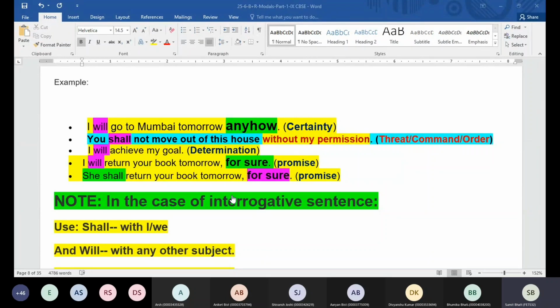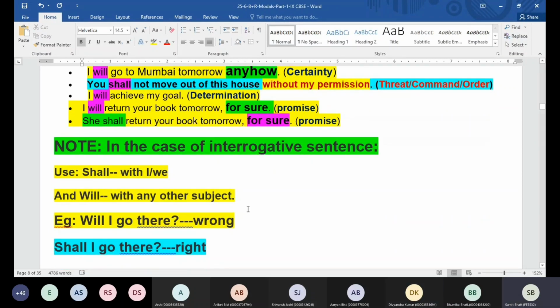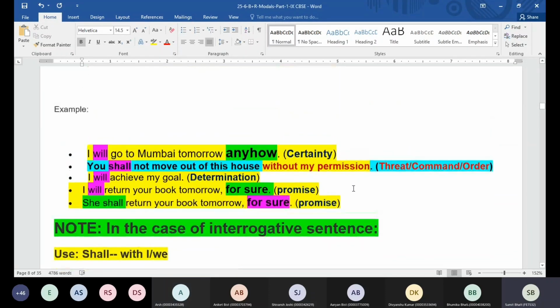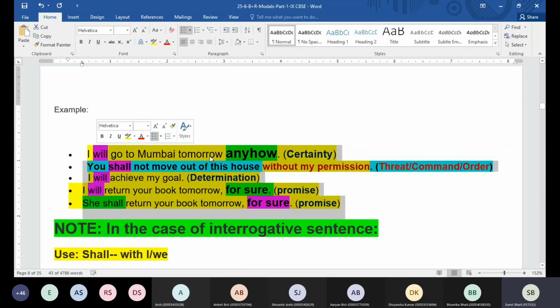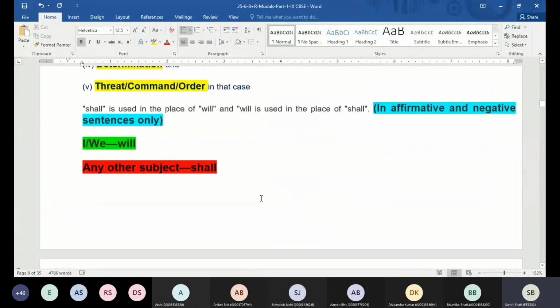I told you that shall and will are going to be used with I and we. In one case, that is going to be interrogative. In the interrogative case, with I and we always use shall. We don't go for will there. Like, can I say "Will I go there?" No, sir, that's going to be wrong. You have to say "Shall I go there?" Because this rule is applicable. This thing, that we can interchange will and shall, is applicable when the sentence is either affirmative or negative. But if it is interrogative, then we have to stick back to the normal rule.